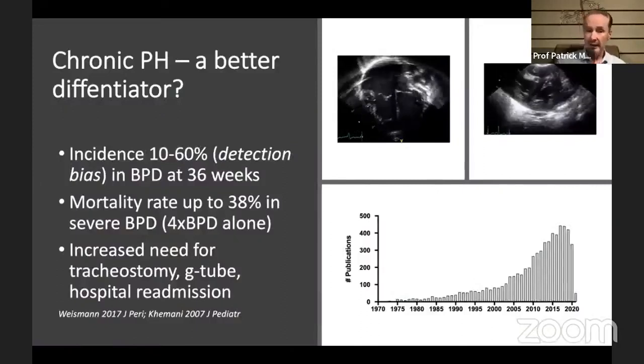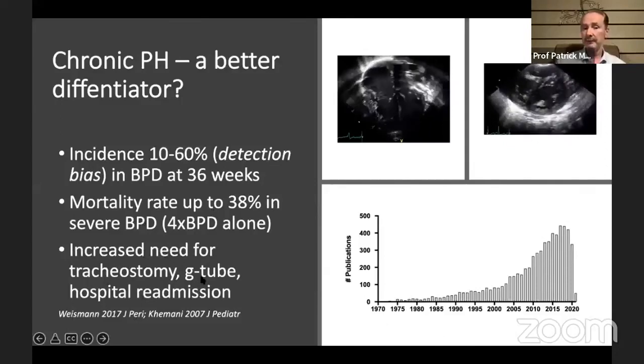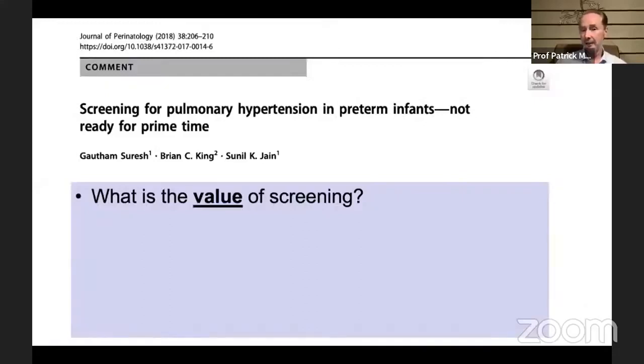Well, certainly, infants with chronic pulmonary hypertension are more likely to die, and they're more likely to be much sicker with need for tracheostomy, hospital readmission, and so forth. However, the incidence is variable, ranging from 10% to 60% across centers, which may reflect a true variance in incidence, but may also reflect a detection bias, because not everybody is yet ready to believe that we should be screening for chronic pulmonary hypertension. So if we think about the importance of screening, there are really 3 or 4 questions.